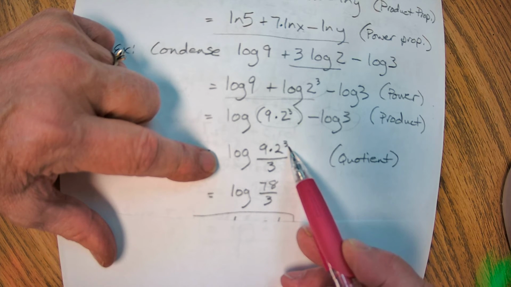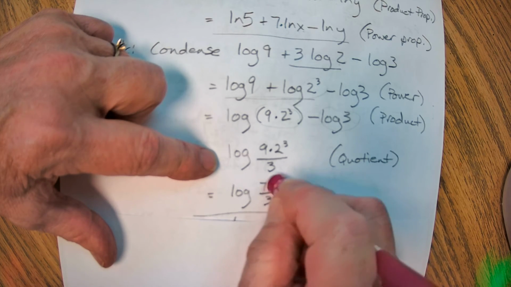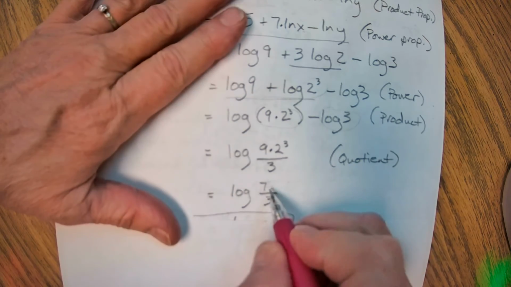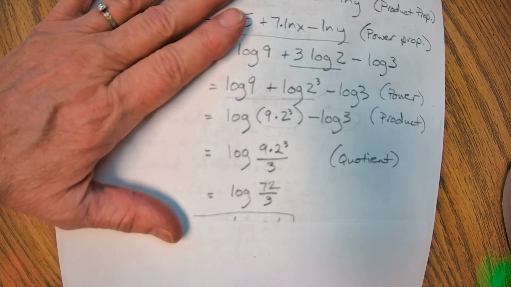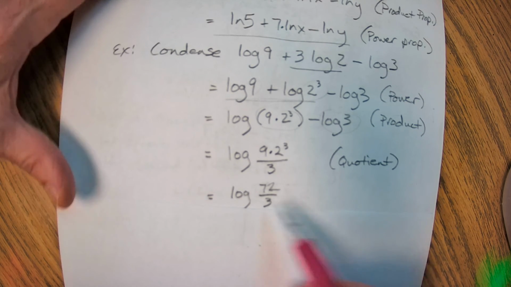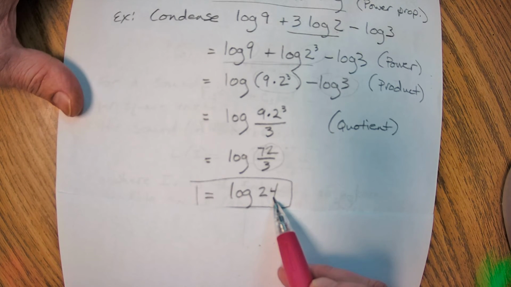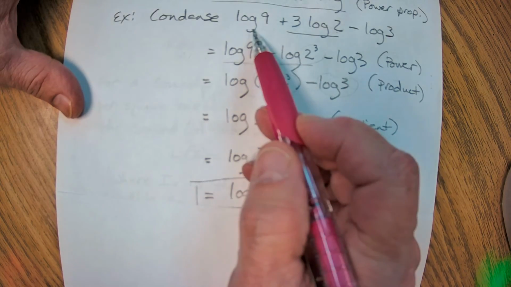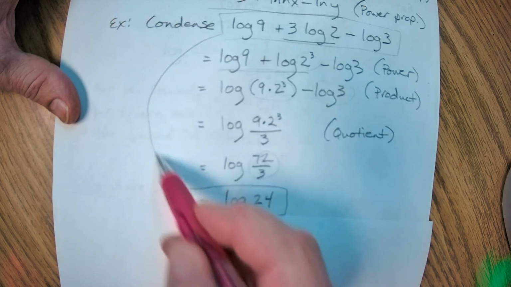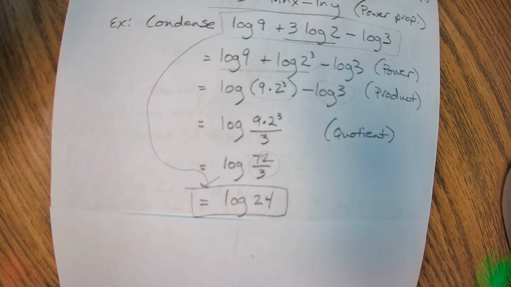2 to the 3rd power is 8. 8 times 9 is not 78. Yeah, that should be the natural log of 72 divided by 3. And if I do 72 divided by 3, I get the log of 24. So this big long thing right here condenses to that. Pretty amazing, huh?